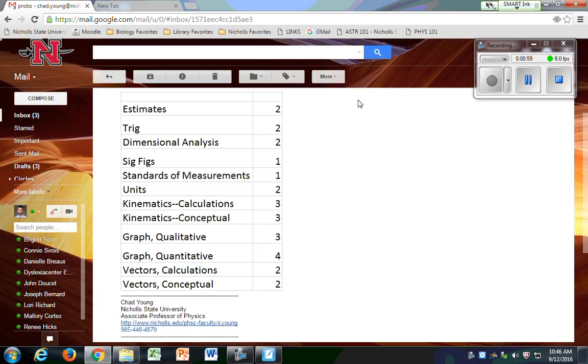Vectors, calculations, you have two where you do the calculations, and I told y'all this last time, we're going to wrap this up today. But you'll have one question where I just have you find the x or y component of a vector, and then another question where I give you two vectors, one of which is off-axis, and I ask you to find the sum of those two vectors, either the magnitude and or the direction.